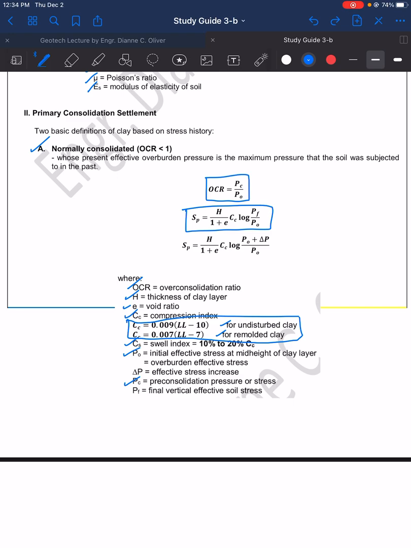Then we have here the P sub F. P sub F is the final vertical effective soil stress. And this P sub F here is equal to P sub O plus delta P. So that's why here in our third formula, we have S sub P is equal to H over 1 plus E, C sub C log of P sub O plus delta P over P sub O, wherein delta P is the effective stress increase. Okay? So in order to fully memorize and understand this, we will solve sample problems later on.